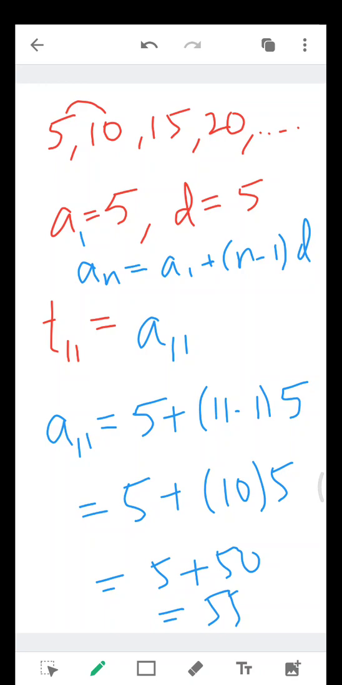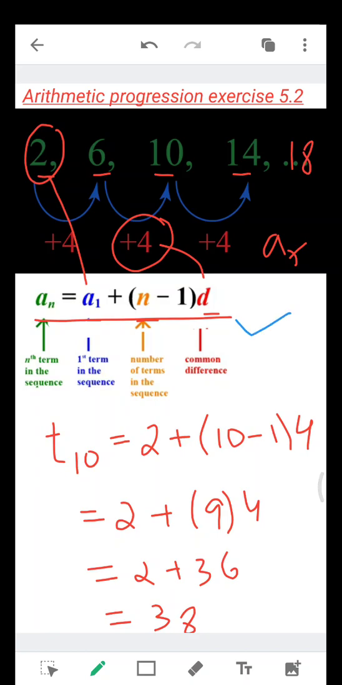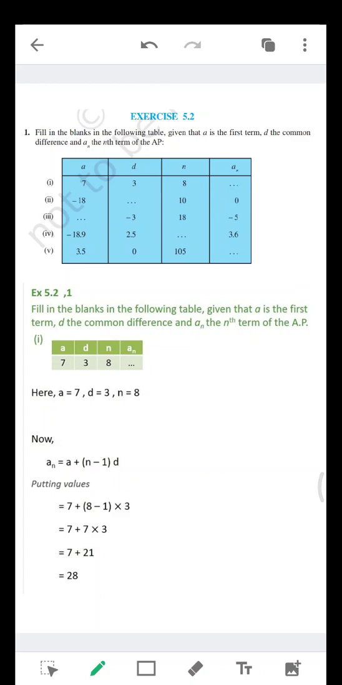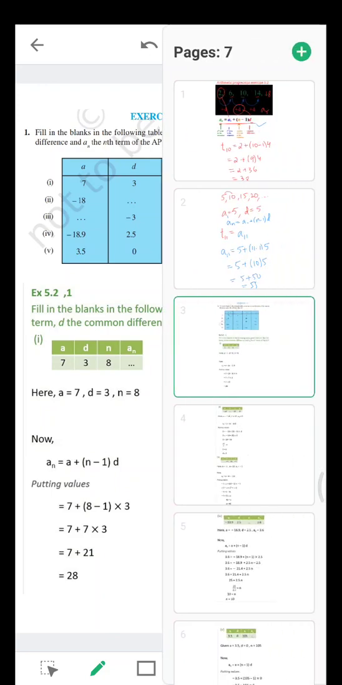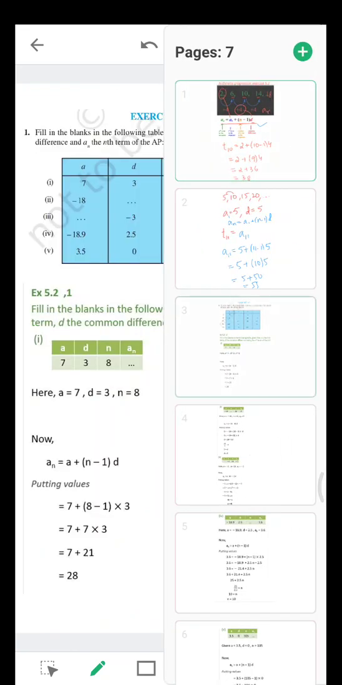So in a few series it will be easy for us to just count and calculate in our mind, but in a few of them we need to apply the formula. So this is the formula which we are going to use in our exercise 5.2. In this formula, an is equal to a plus n minus 1 into D. We have 4 different parts. One is an, then a, that is the first term, n and D. So in this formula we have 4 parts.